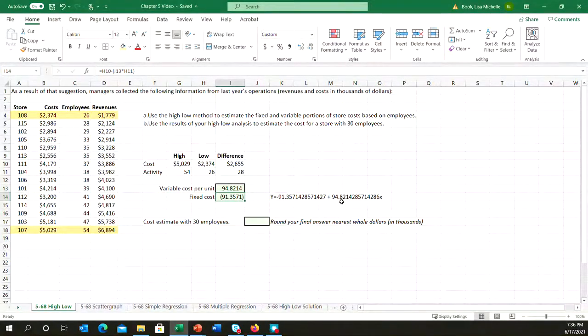Plus 94.82. Let's just stop there, times x, or times the number of employees. So if I'm predicting the cost at 30 employees, I'll come down here. I can just say equals my fixed cost of negative 91.3571. I didn't round that at all. Plus my variable cost per unit of 94.82, on and on and on. Again, I didn't round it, times 30 employees. And so I have this rounded. It's going to be about $2,753. Again, really it's millions.